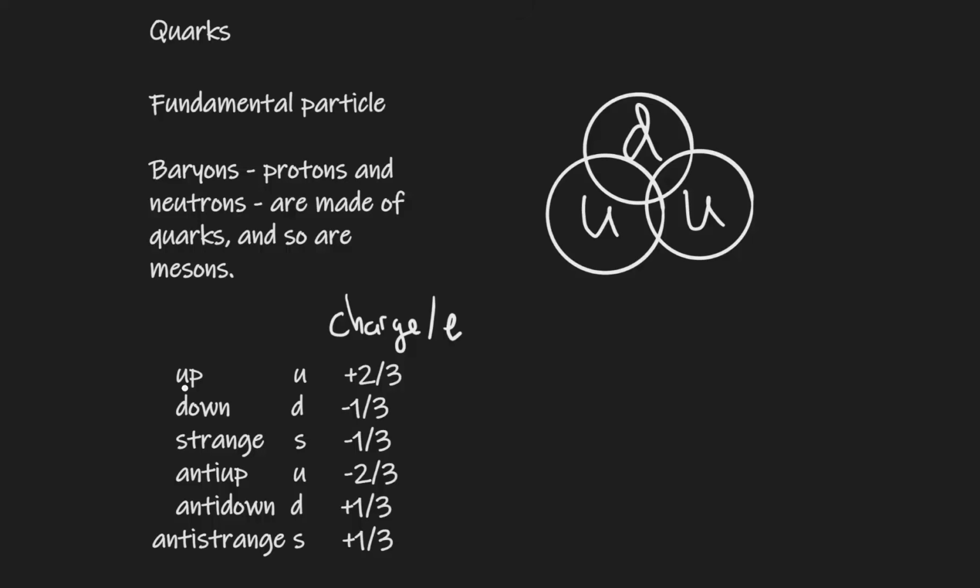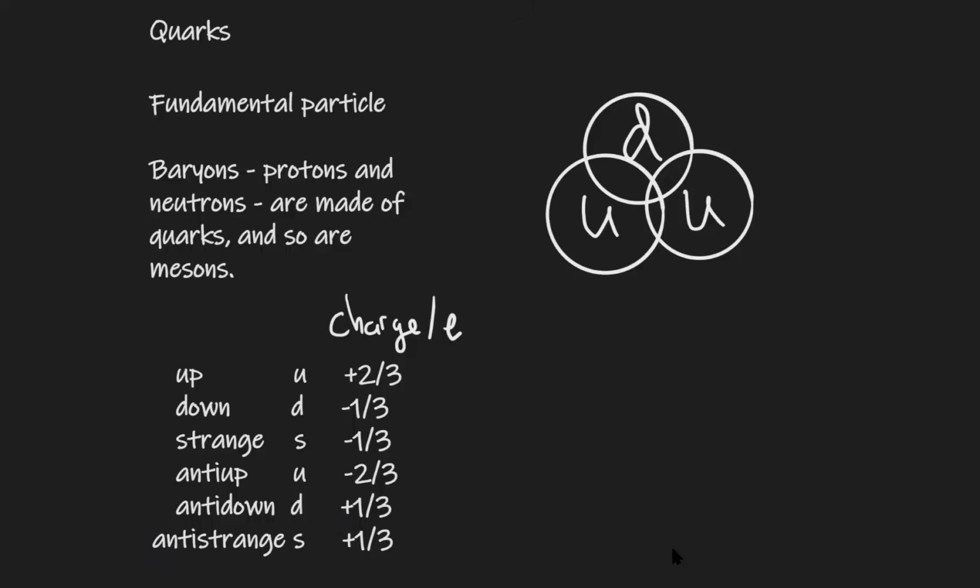So for instance, we have the up quark, which is labeled with a U, and that has a fractional charge of plus 2/3 of the elementary charge. So that is plus 2/3 e. The down quark has a negative third. We also have the strange quark, which also has a negative third. The anti-up is negative 2/3. The anti-down, just the opposite, and the anti-strange has just the opposite.